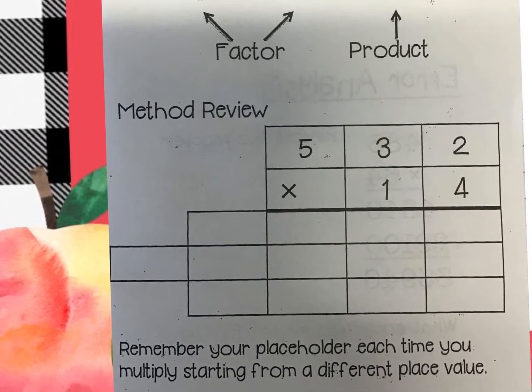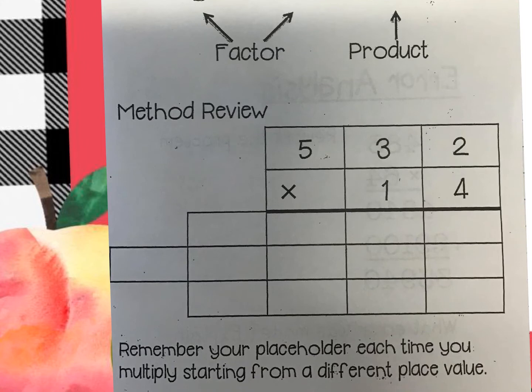So coming down here, this is the method review. So this is a standard algorithm for multiplying multi-digit numbers. Okay, we should know how to do 3-digit by 2-digit numbers. If you forgot, we're going to go over that right now today. Now I'm going to be using different colors for each part of my multiplication problem. So each partial product will be a different color so that you can see the steps that I'm taking in case you have forgotten.